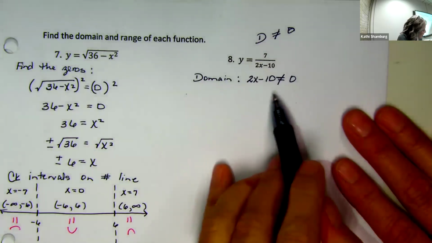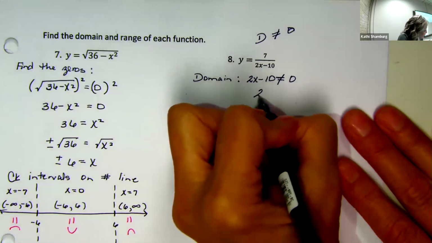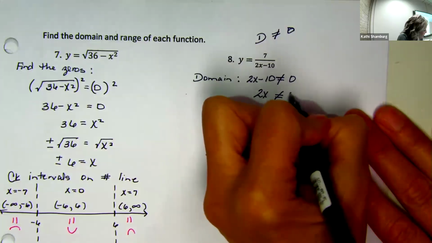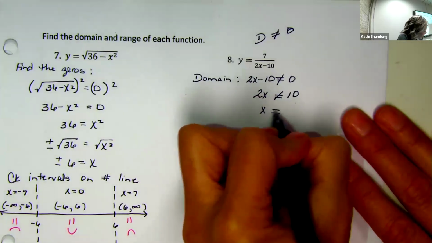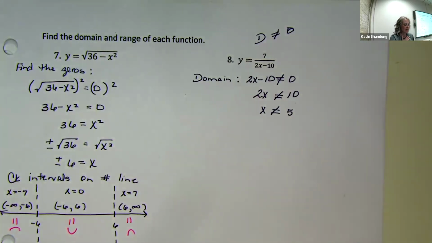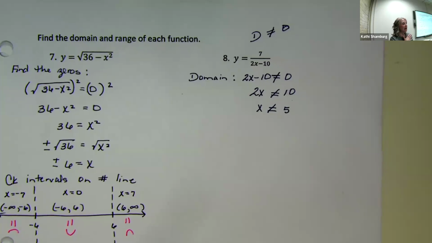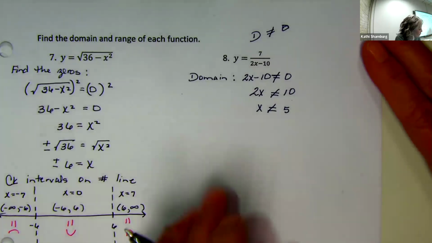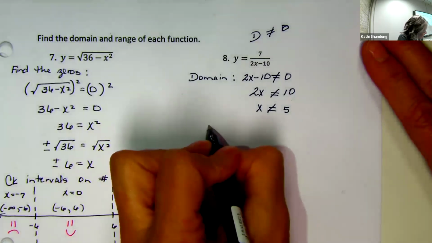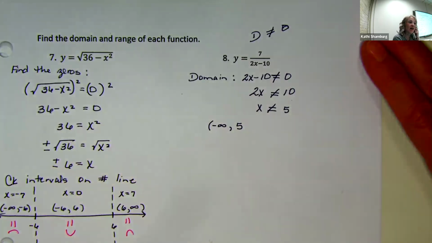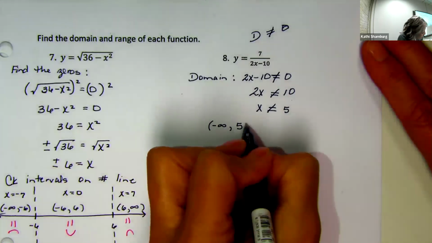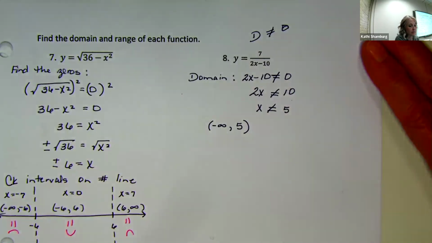So now I'm going to solve this for x. So I'm going to add 10 to both sides. So 2x cannot be equal to 10. Divide both sides by 2. So x cannot be 5. So what that tells me is x can be any number you want it to. It just cannot be 5. So think of your number line. So if you're looking at an x-axis, it can be any negative value up to 5. Now, can it be 5? No. So I'm going to use parenthesis, not a bracket.